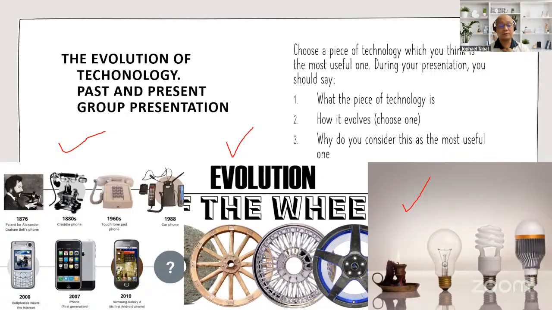So for example, if you choose the telephone or communication technology, why do you consider this type of technology most useful? Or if you choose transport technology or wheels, you have to give reasons why this type of technology is useful. And if you choose light or electricity, you have to give your reason why this technology is useful.